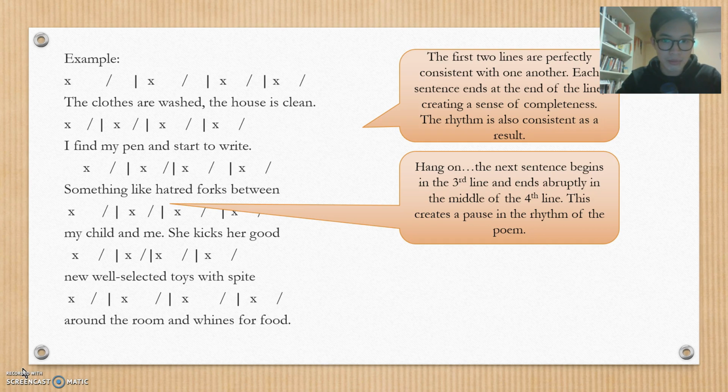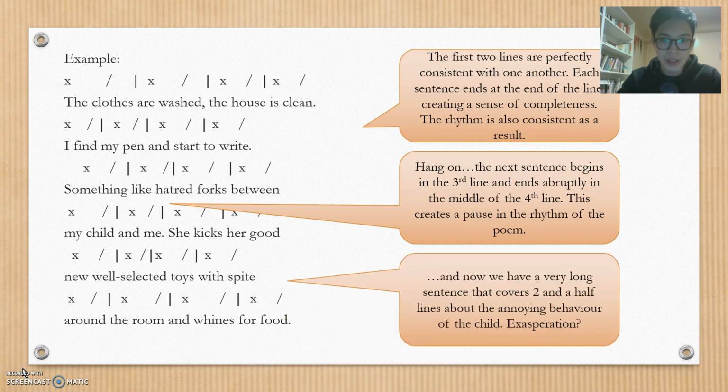So there's a pause, there's a break in the middle of the line, in the middle of the consistent rhythm. And then at the end, from the second half of the fourth line to the sixth line, we have a very long sentence about the annoying behavior of the child. Could it maybe indicate the exasperation of the speaker? You know when you kind of rant about something, you're a bit exasperated or a bit fed up with something, and it's a very long sentence? That's kind of the feel here.